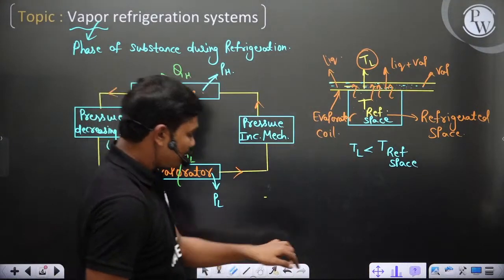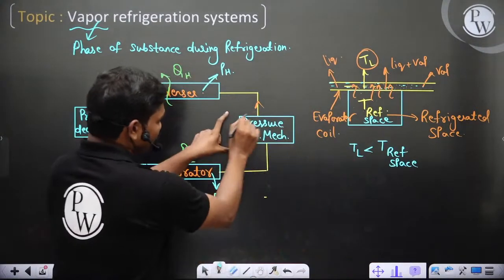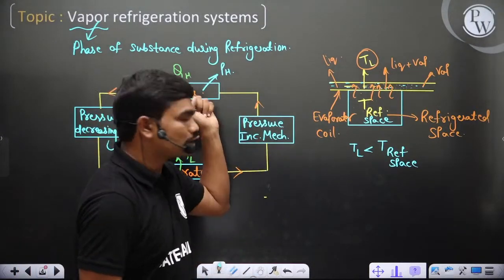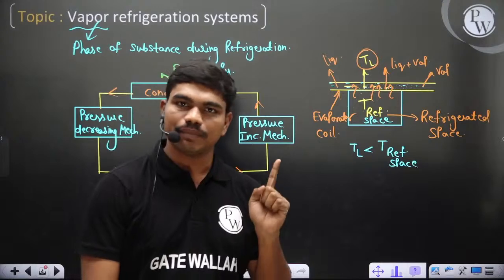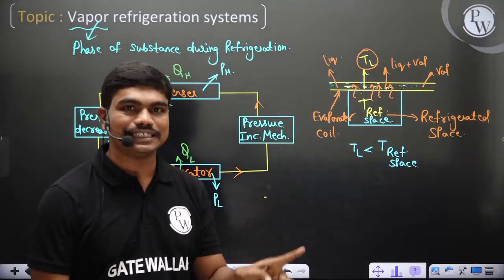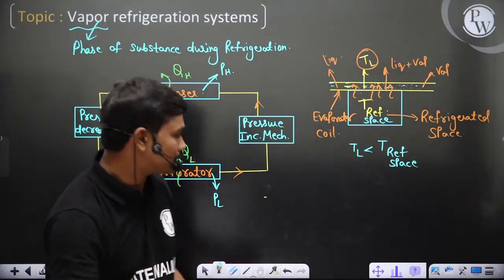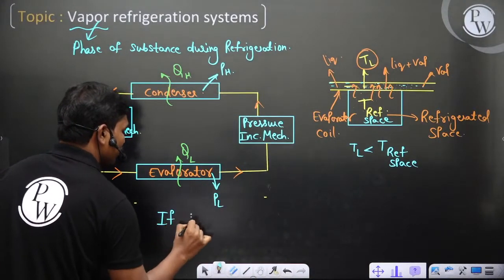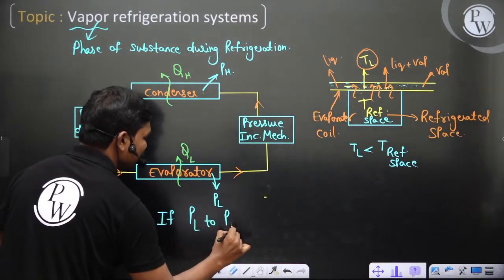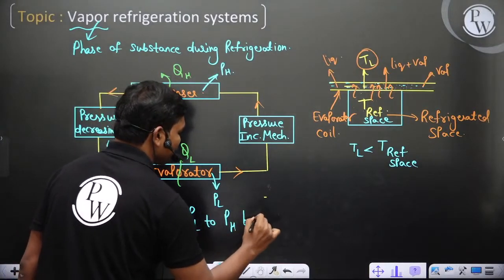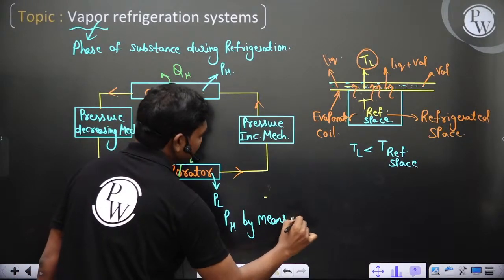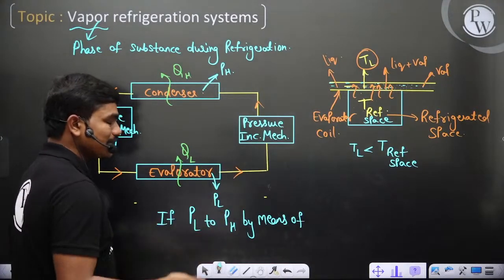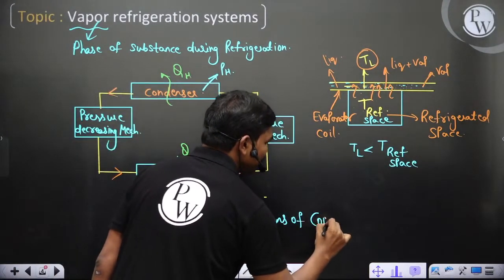Now when you're dealing with vapors, depending on this pressure increasing mechanism, we classify the systems into two types in general: vapor compression refrigeration systems, VCRS, and vapor absorption refrigeration systems, VARS. If the vapor is taken from PL to PH by means of compression, let's say you directly put a compressor and take the system from PL to PH by compressing it, that's by means of compression.